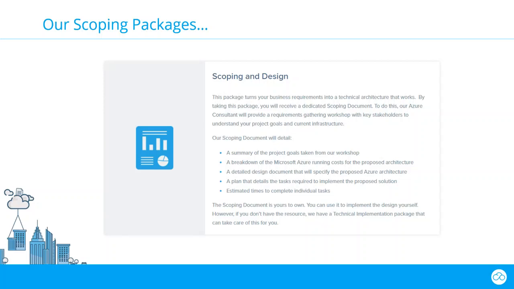We can put that together for you, and it would also include a cost breakdown from Microsoft to say this environment would cost this amount of money. For example, the storage is going to cost this much per month, the VMs will cost X amount per month, so you know exactly how much that design is going to cost you from a Microsoft running cost perspective. There's also an implementation plan and the time it would take for a consultant from us to perform each of those tasks to get your environment built and get you migrated to it.